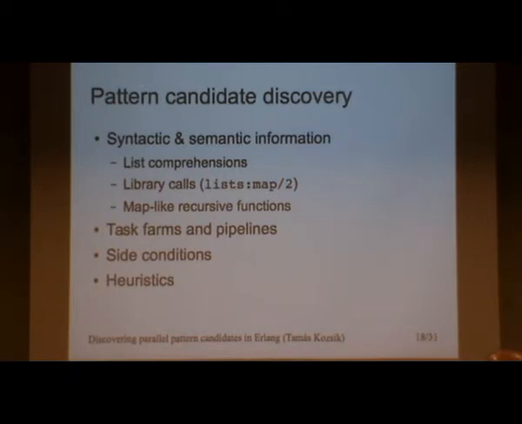So the first step is pattern candidate discovery, where we use various data flow and control flow analyses to collect as much information as we can about who calls whom, and where we use large data structures. Since we are focusing on data parallelism most of the time, we put an emphasis on comprehensions and higher-order functions like map. We also try to analyze map-like recursive functions. We try to insert task farms and pipelines on these. Of course, there are many side conditions to check, for instance, side effects or stateful components.